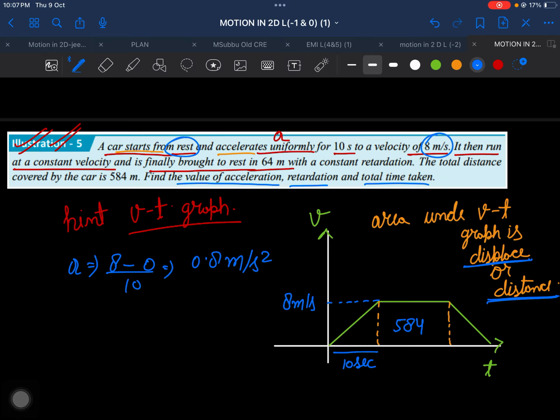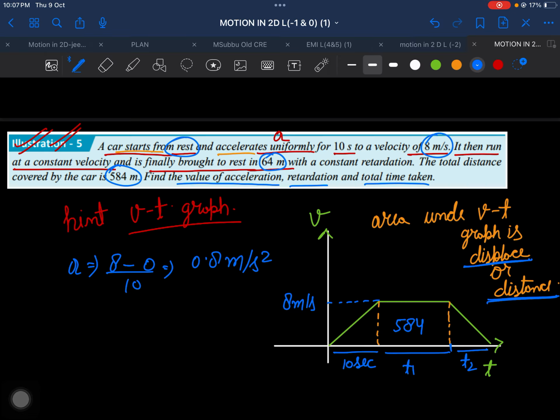Then you can also find the total time. The total distance is 584 meter, and it is finally brought to rest in 64 meter. No problem here. So what we have to do is take this time to be t1 and this time to be t2.